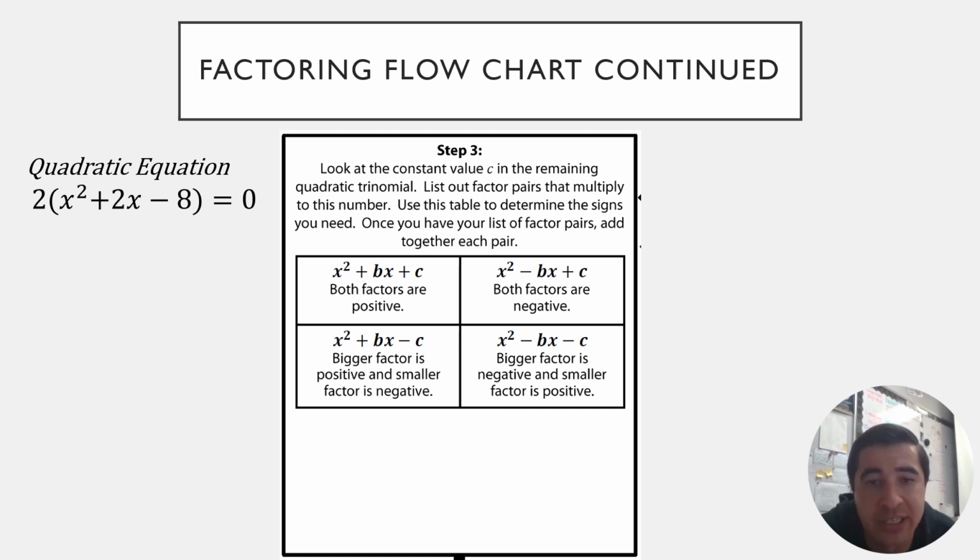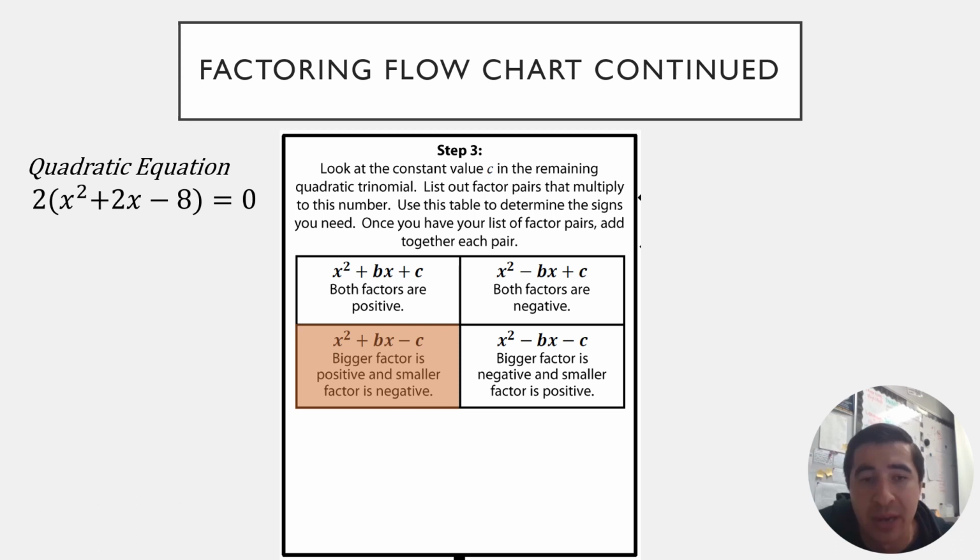So we have 4 different setups here. We have a setup of x squared plus bx plus c. We have a setup of x squared minus bx plus c. We have another one which is x squared plus bx minus c. And then on the bottom right, we have x squared minus bx minus c. So we're just trying to see which one looks exactly like the form we have inside the parentheses. In which case we have a positive 2 for b and a negative c value of 8. So the one that would be the bottom left one. In which case it tells us that the bigger factor that we find is going to be positive and the smaller factor is going to be negative.